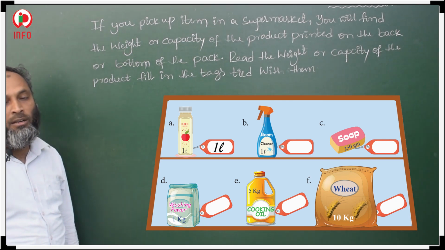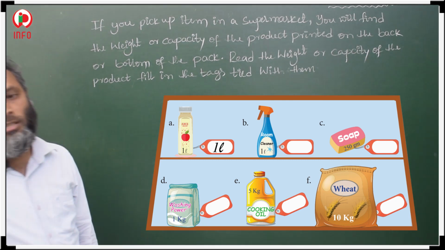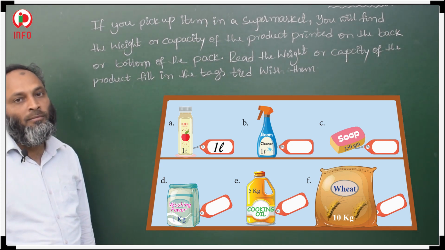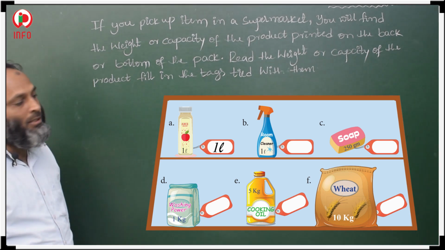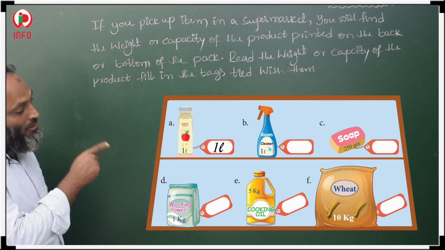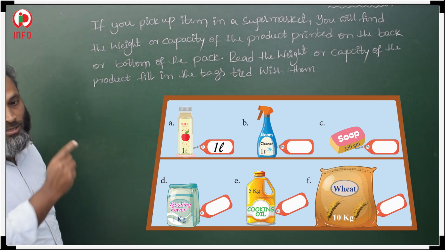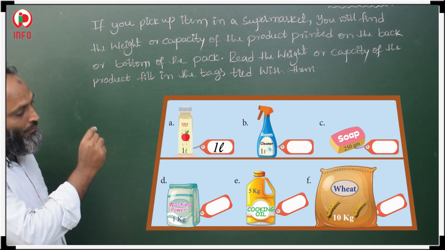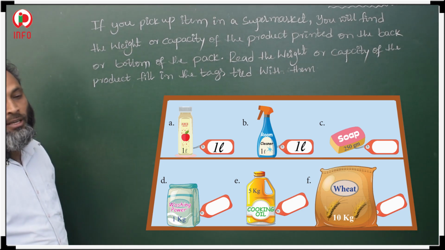And in the next product, what is given? Room cleaner is given. On the room cleaner, again you see the bottom. It is also written 1 liter. So that means on the tag we have to write 1 L, 1 liter. That is the capacity of the room cleaner, 1 liter capacity.